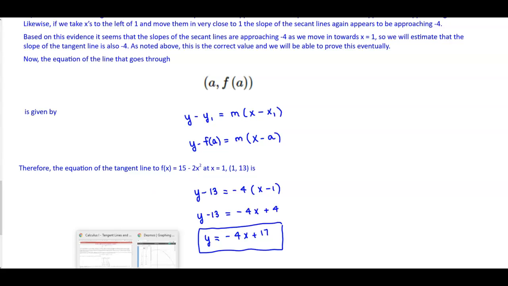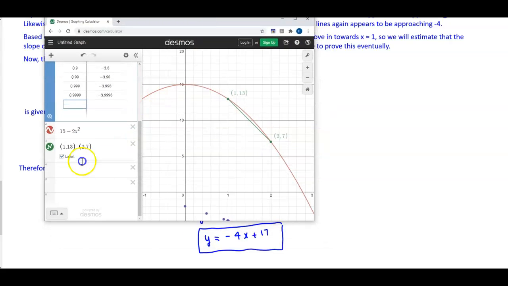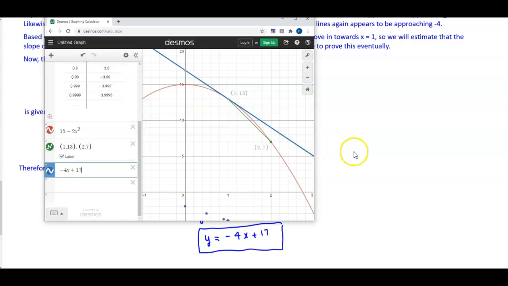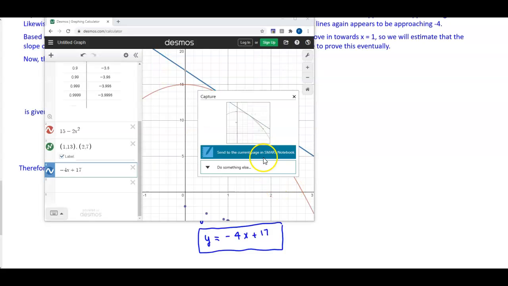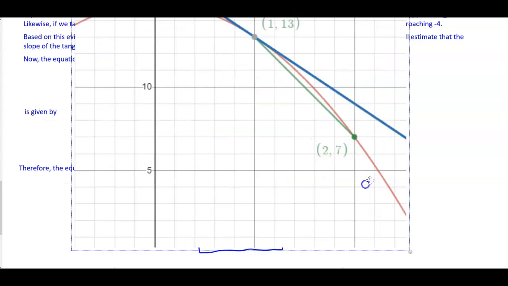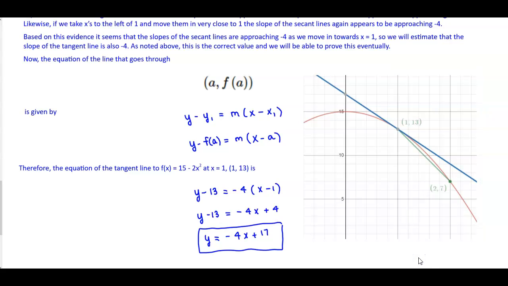Let's just make sure we can see that on Desmos. Let's go ahead and graph the equation negative 4x plus 17. Now we can see, and I'm going to copy that here, that the graph of y equals negative 4x plus 17 is tangent to that curve.